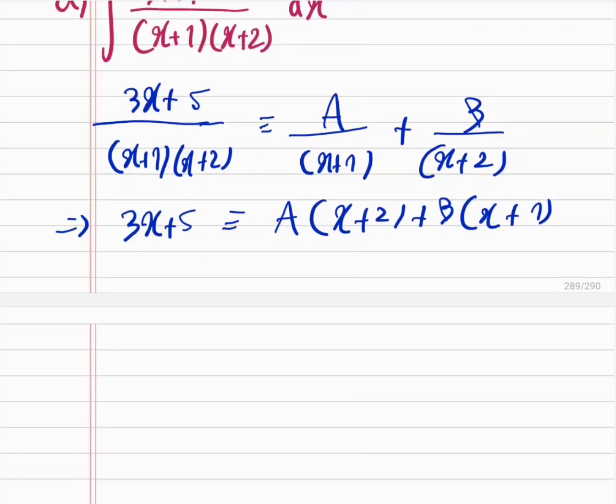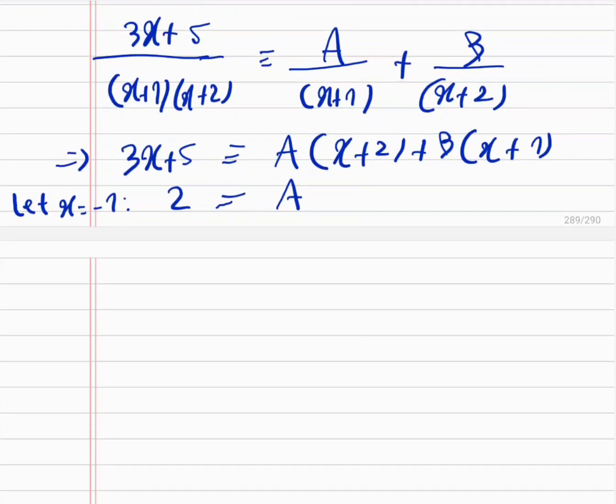And now, because x + 1 means minus 1 is one of the roots, we want to make one of the brackets equal to 0. Let x equal minus 1. Then here we are going to have positive 2, and that is equal to, on this side, just A, and then here B becomes 0. So therefore A is equal to 2.